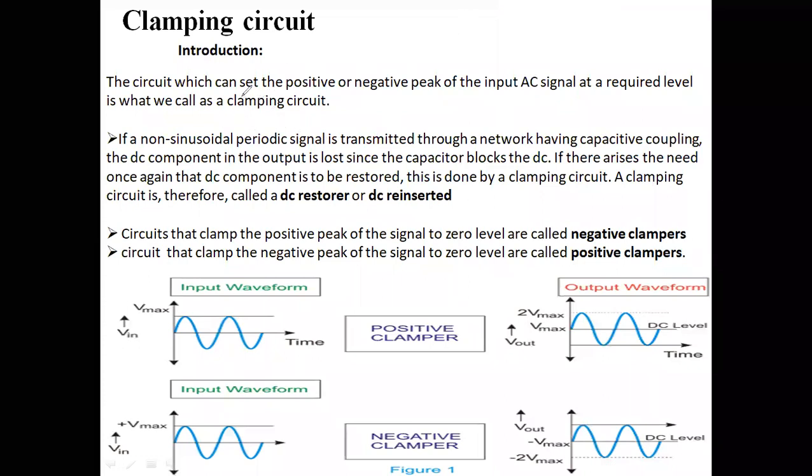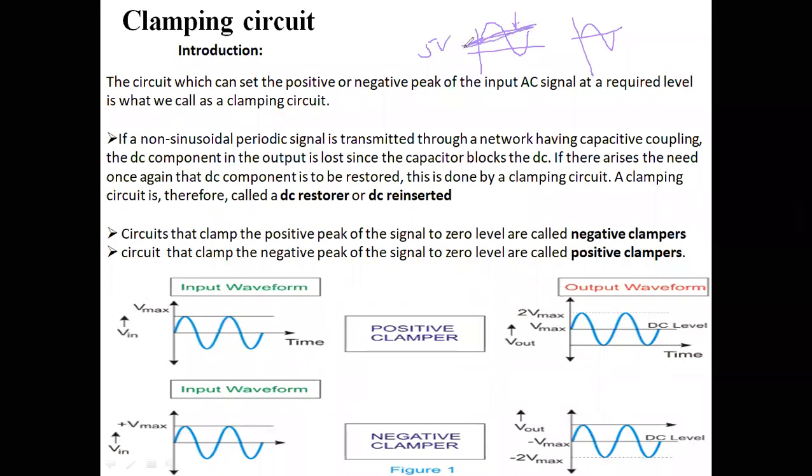This clamper circuit is used to restore the DC component. That means if you shift the waveform like this, the input signal may be like this, and if you shift it, this is the new level of your input. The DC component in the signal is this level. Suppose it is 5 volts. Then if you apply Fourier analysis to this waveform, you may get A naught equal to 5.